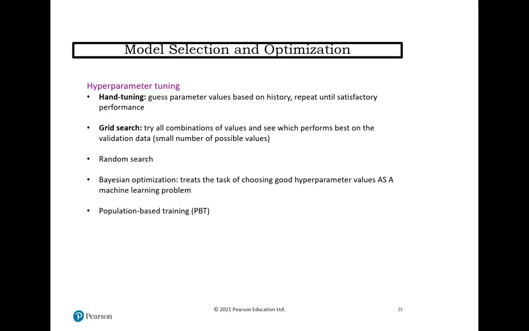One way is to use hand tuning, which is essentially, you can imagine that you have a machine with multiple knobs and you're just trying to guess the values for these knobs based on history until you get a model with satisfactory performance. Another way is to maybe put a system in place, which we call grid search.